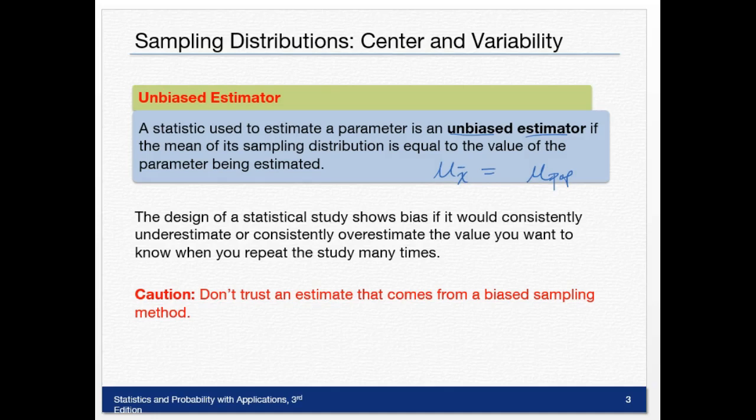Okay? So the design of a statistical study shows bias if it would consistently underestimate or consistently overestimate the value that you want to know when you repeat the study many times. So you don't want to trust an estimate that comes from a biased sampling method, and we talked about that before, biased methods. We don't trust those. So we're going to focus our energy on unbiased methods.